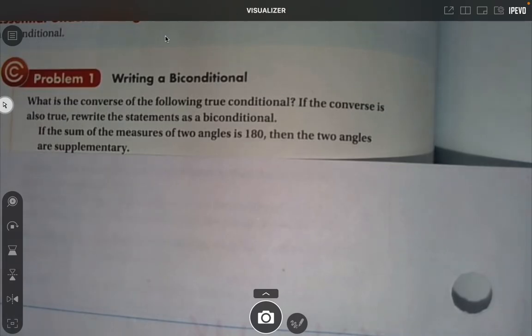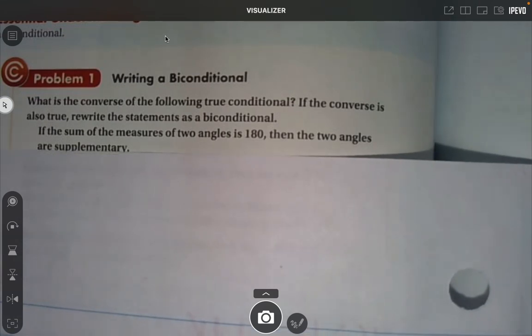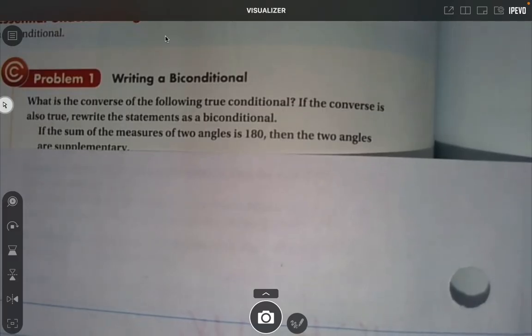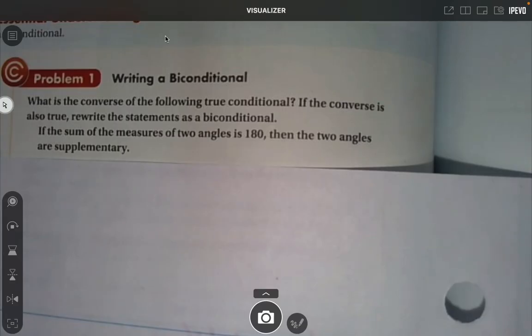It has the words if and only if. So you're saying if it's true going forwards and you flip it and it's true that way as well, then it's true both ways. So you write it if and only if. I'll show you. It says, what's the converse of this true statement? If the sum of the measures of two angles is 180, then the two angles are supplementary. So what's the converse of that? That's what I have to start with. Let's flip it around. If angles are supplementary, the sum of measurements is 180. Is that true? Yeah, it's true.